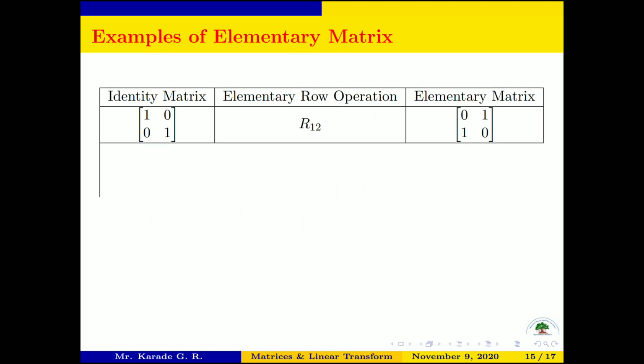See the first example. The identity matrix is of order 2 by 2: 1 0, 0 1. If you perform the single elementary row operation R12 on this identity matrix, the meaning of this operation is interchange of first and second row. This gives the elementary matrix. The resultant matrix will be 0 1, 1 0. So in this elementary matrix, first row is 0 1, second row is 1 0.